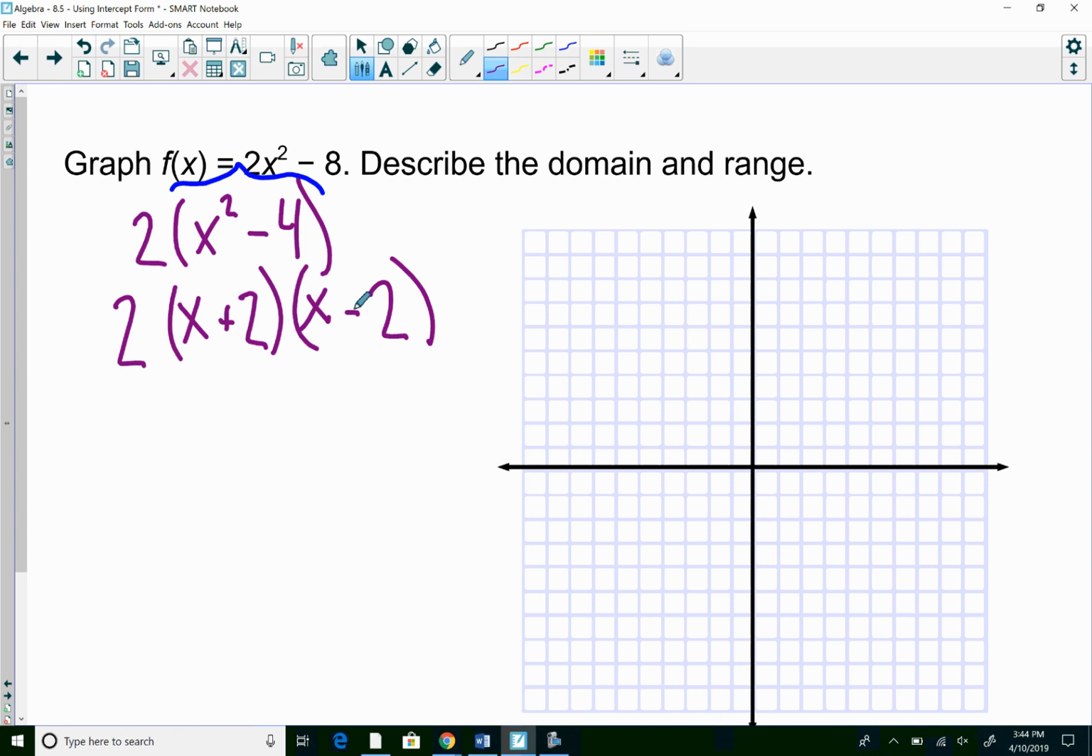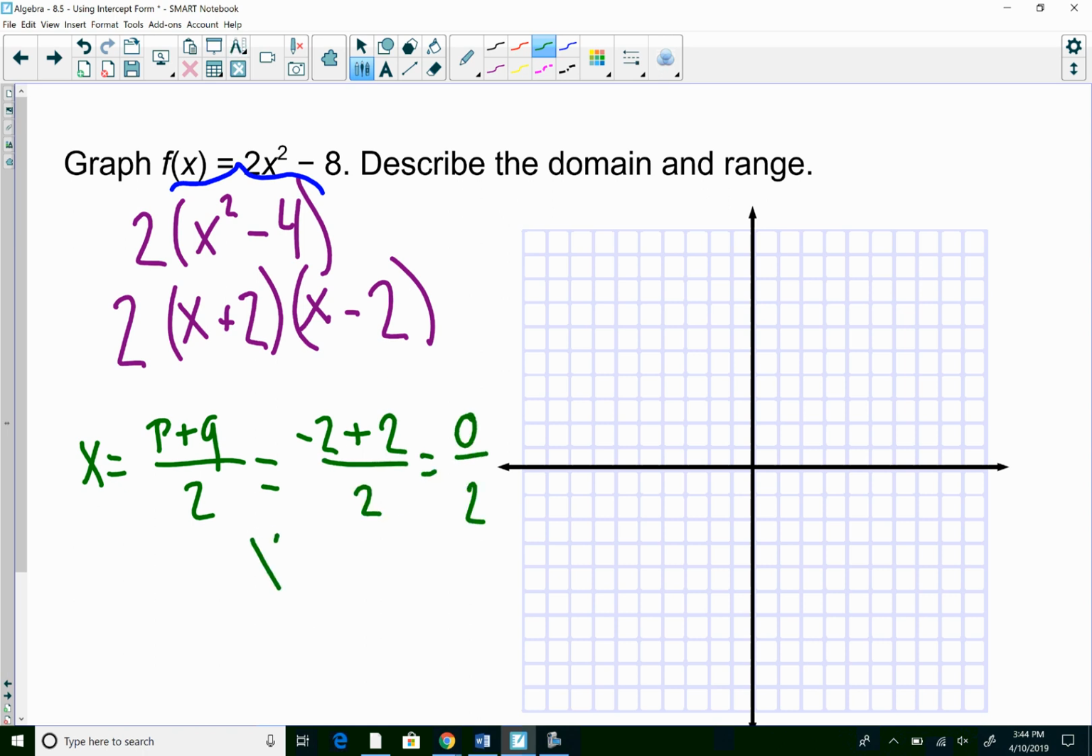All right. So now we get into the exact same process. Let's find the axis of symmetry. You're taking your p-value plus your q-value, dividing it by 2. P-value is -2. Q-value is 2. So that's going to turn into 0. So your axis of symmetry is just going to turn out to be 0. So your axis of symmetry is right there.